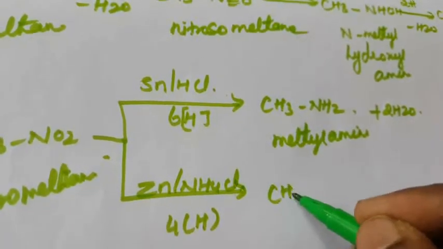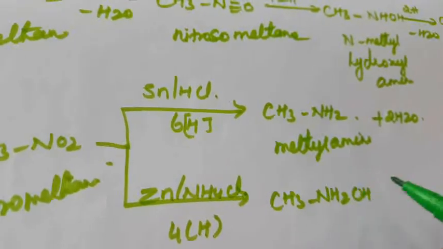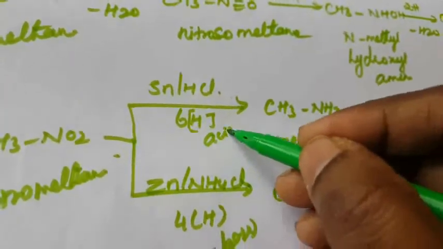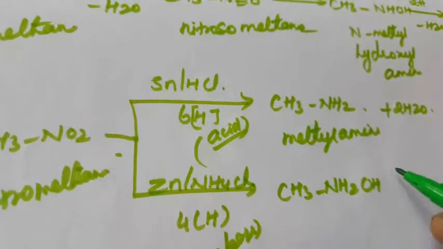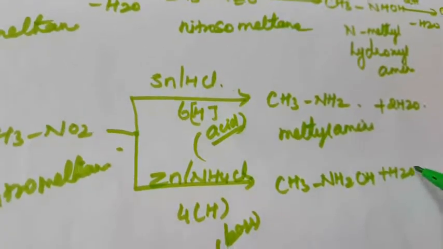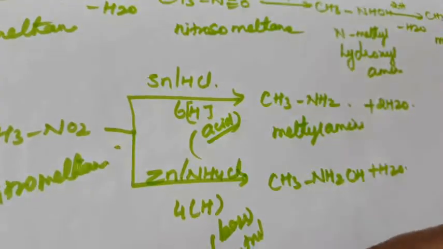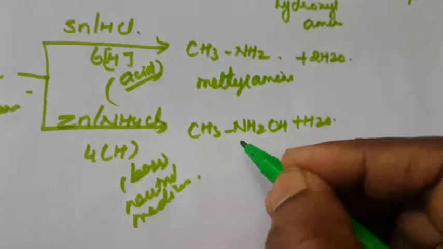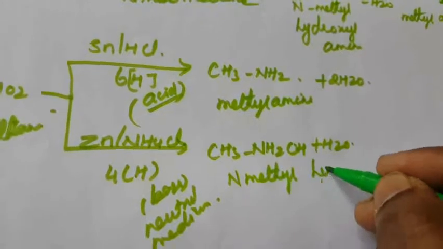So CH3NHOH. So this is called base. Okay, this is called acid. Base medium, that is OH, amine, hydroxylamine, then H2O. So this is called neutral medium. This is N-methyl hydroxylamine. N-methyl hydroxylamine.